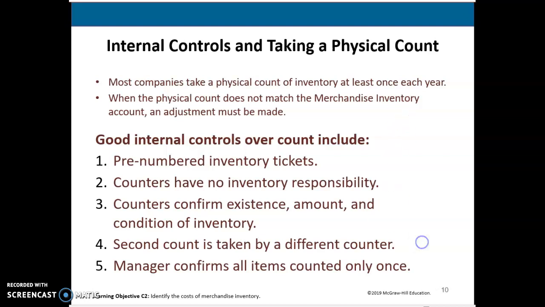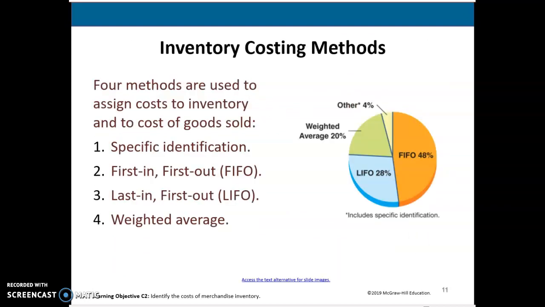All right, so let's look at the different types of methods that we can have as to how we're going to value this inventory. So there are 4 main methods we're going to use. We're going to talk about each of them in more detail. The first one is called specific identification. The second one is called first in, first out, or FIFO. The third one is called last in, first out, or LIFO. And the last one is called weighted average, or sometimes it's called average cost. And we can see over here to the right what percentage are typically used by companies.